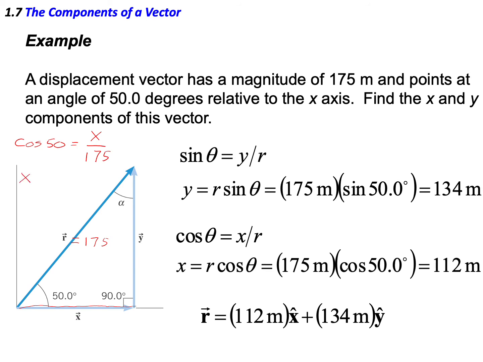Therefore, X is 175 cosine 50. Once you get the number, X equals 175 cosine 50, which is 112 meters. This is just the magnitude, and the direction is the unit vector along X direction. So this is your vector X.